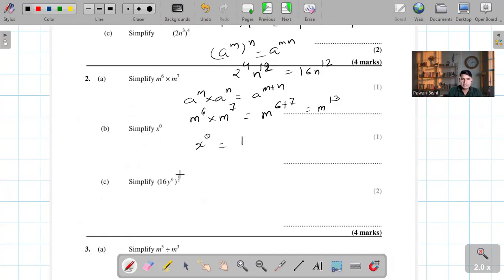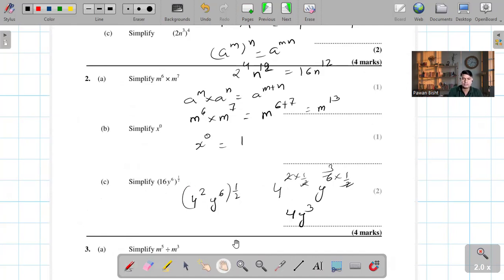Whenever something is written like 1 upon 2, 1 upon 3, you need to understand that 1 upon 2 is square root, 1 upon 3 is cube root, 1 upon 4 is fourth root. So 16, I can write 4 squared y to the power 6 and 1 over 2. Now, 4 to the power 2 times 1 over 2, y to the power 6 times 1 over 2. The 2s cancel, and 6 times 1 over 2 is 3. So your answer is 4y cubed. Is that clear?